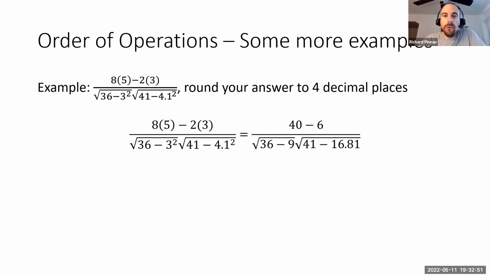So you'll notice in the numerator, I did 8 times 4 and 2 times 3. That gives me 40 minus 6. Pretty easy to take care of. In the denominator, according to the order of operations, you need to do the exponent first. So that's exactly what I did. 3 squared and 4.1 squared are 9 and 16.81 respectively.